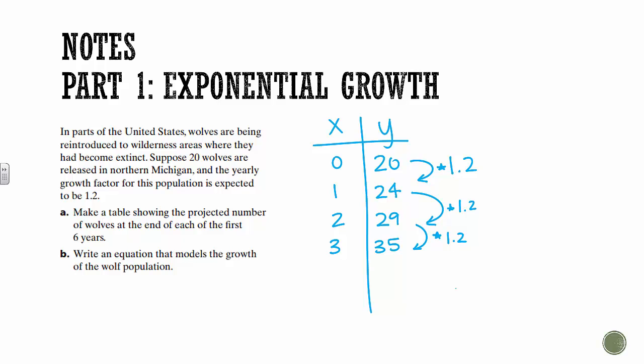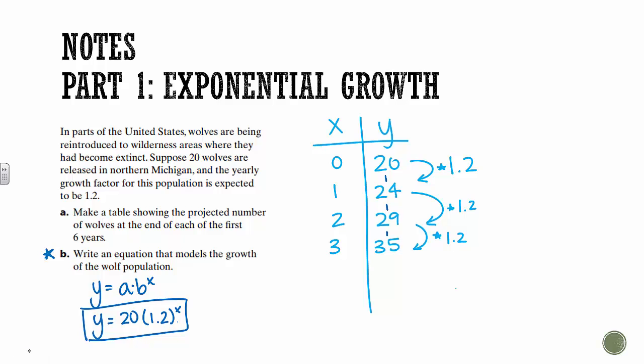Now if you notice, we're not adding the same thing every time. This first one we went up by 4 and then 5 and then it jumps to 6, and this is kind of a coincidence that it goes up by 1 every time, but it's not the same thing like it would be with linear. So then let's write an equation. So remember, it's got to be in this form, y equals a times b to the x, because it's an exponential function. Remember that a is your starting point, so 20, and b is your growth factor, 1.2 to the x power.